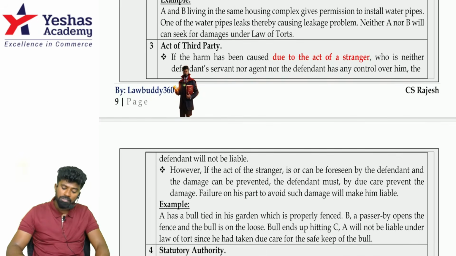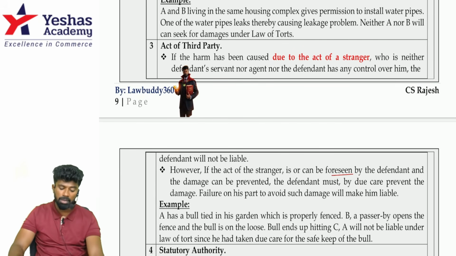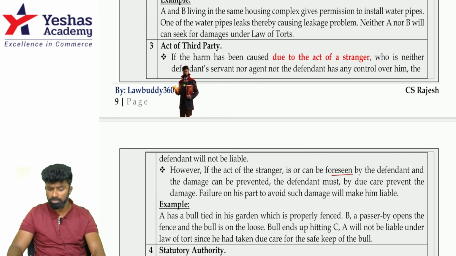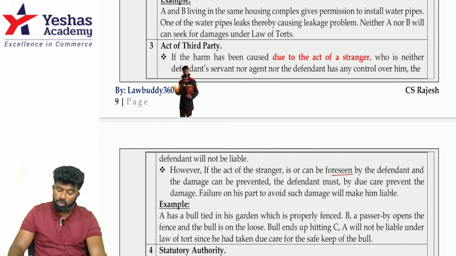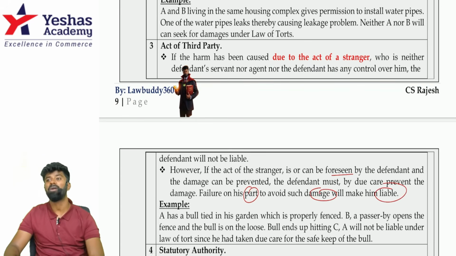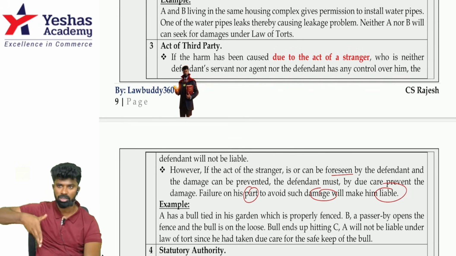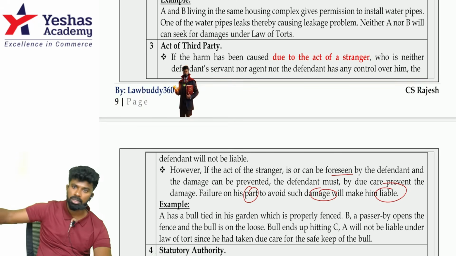However, if the act of the stranger is or can be foreseen by the defendant, this is important, and the damage can be prevented, the defendant must by due care prevent the damage. Failure on his part to avoid such damage will make him liable. He can foresee that somebody can enter his house and make it escape. You should take proper care for that. You should fence it.